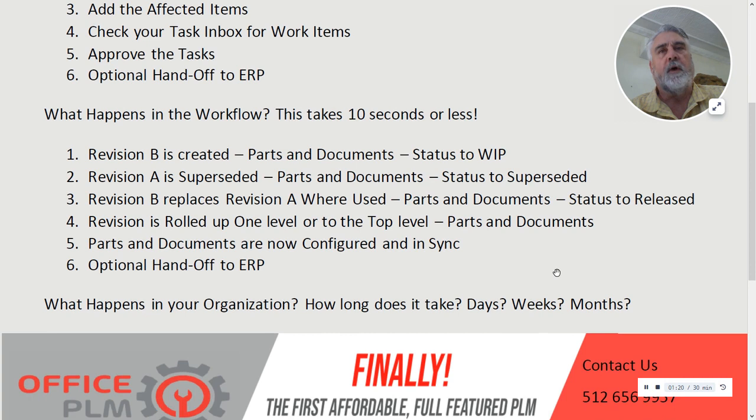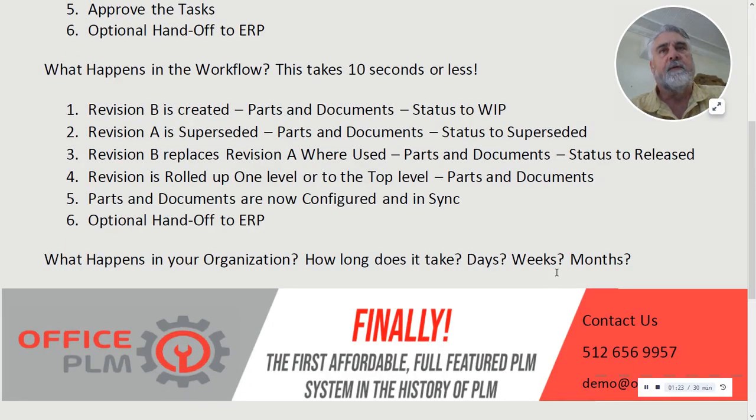So what happens in the workflow? What really happens? So revision B is created for the parts and documents, and that status is changed to WIP. Revision A is superseded, and those parts and documents are changed to superseded. Revision B replaces revision A where it's used, and that status ultimately is changed to released. The revisions are rolled up one level or all the way to the top, depending on your organization. Then the parts and documents are now configured and in sync. And finally, the optional handoff to ERP can happen.